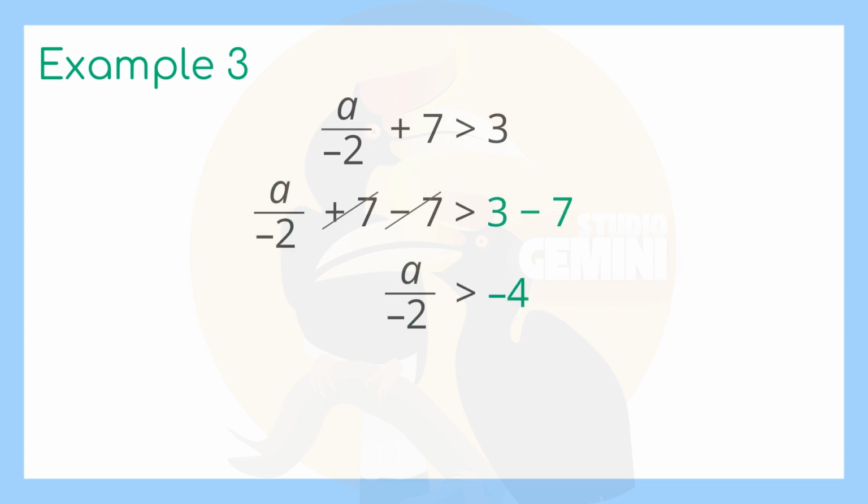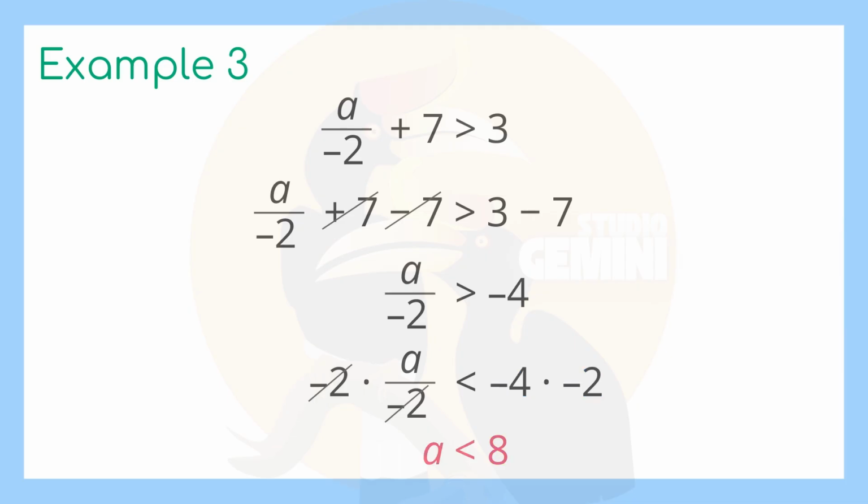Since our variable is being divided by negative 2, we'll need to multiply by negative 2 on both sides to isolate a. But wait, since we are multiplying by a negative number on both sides of our inequality, we need to flip the inequality symbol. On the left, the negative 2's cancel and we're left with a, and on the right, negative 4 times negative 2 is positive 8. So our final answer is a is less than 8.